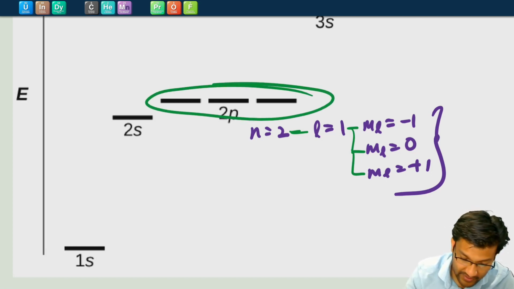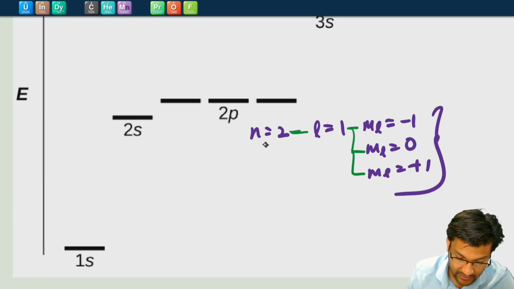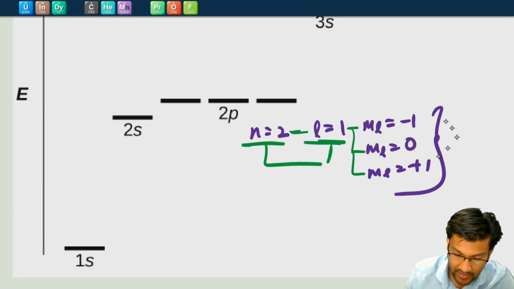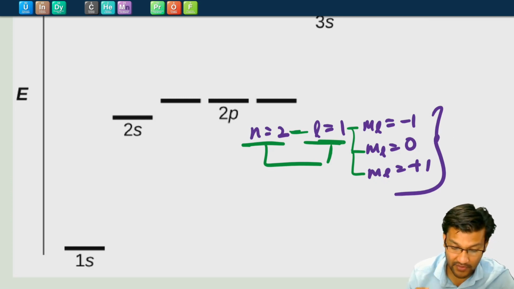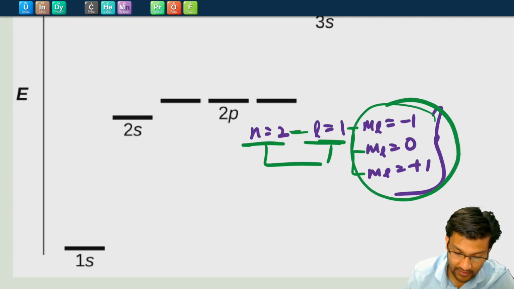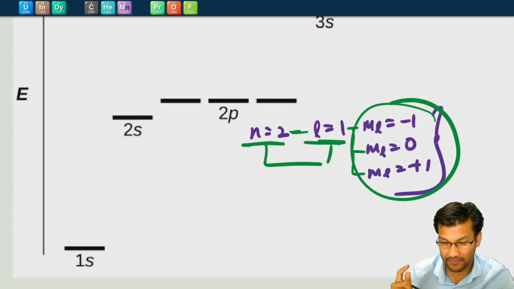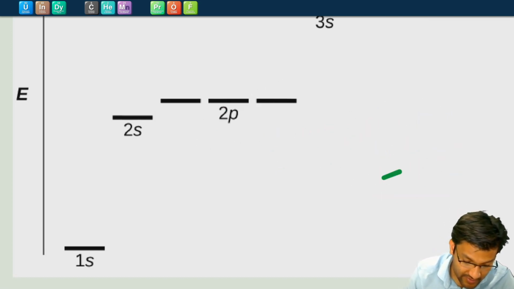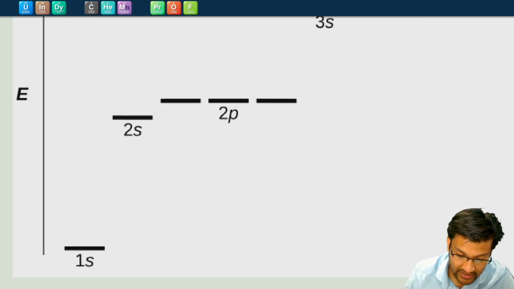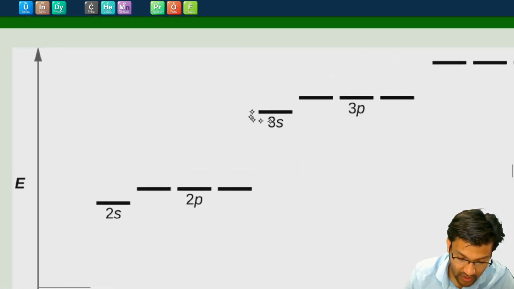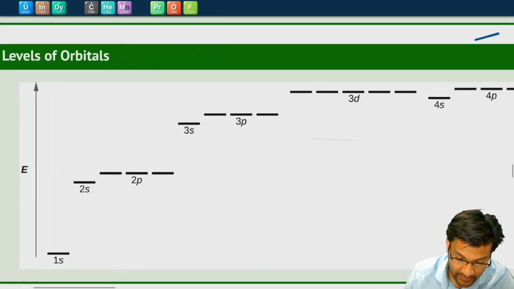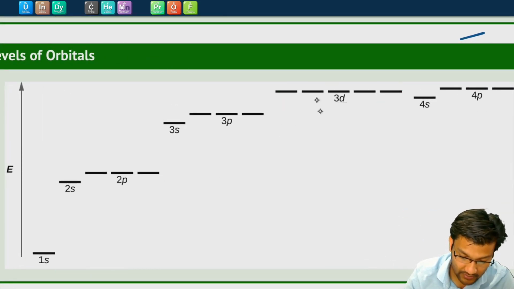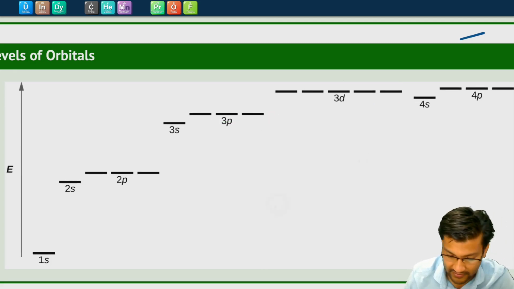They all have the same energy because the energy, for the most part, is just determined by the value of n and L, not so much ml. ml is a magnetic quantum number, so the energy of these will only change if you have a magnetic field. If you put in a magnetic field, these could shift in energy, but for the most part they have the same energy. So that's why we have 3 orbitals in the 2p subshell. 3s will only have 1 orbital, 3p will have 3, 3d will have 5, and so on. Sorry, I said 3p will have 2, 3p will have 3 orbitals.